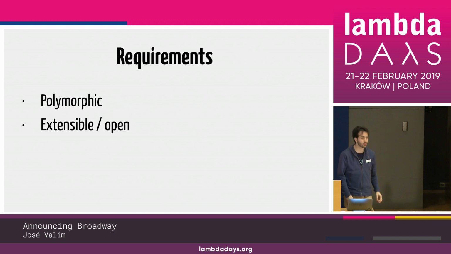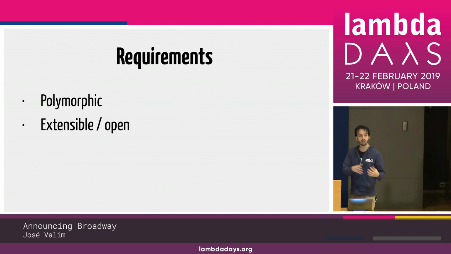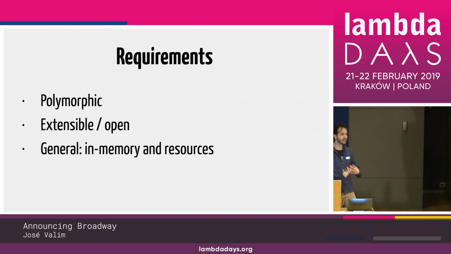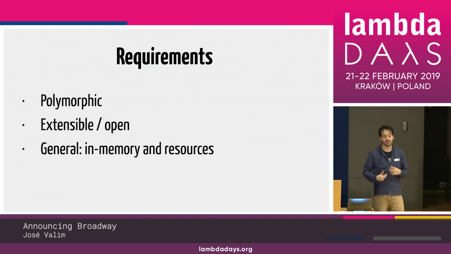And we also want it to be general. We want our collections to work for things that are in memory, like a list, a set, or a queue, but it should also work for resources. So for example, if the data that you want to traverse is in a CSV file, we should be able to use the same API to work with that collection too. Or the database, it doesn't matter, right? It should work with resources.